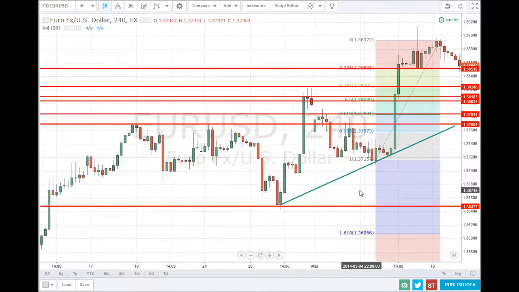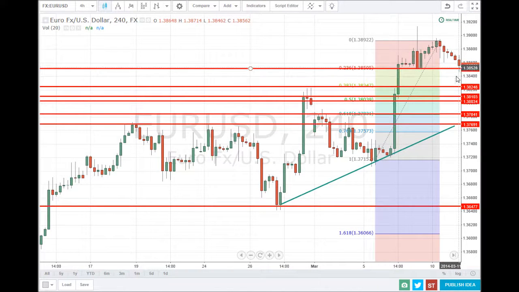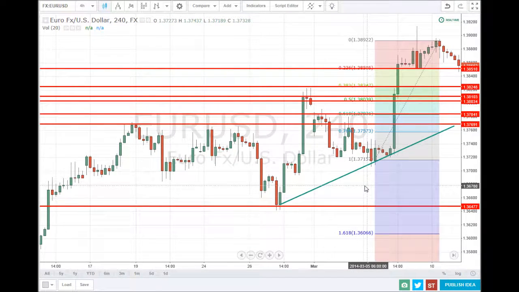4 hours pass. We have another bearish candle. Price continues to retrace. It's not a pin bar. Price is rejected against this support level, but we don't have a pin bar, so we wouldn't trade that.